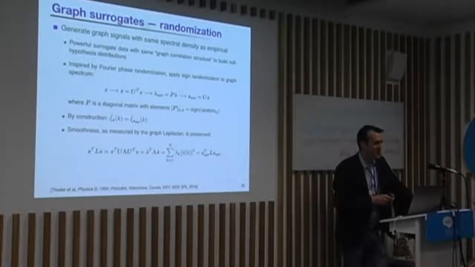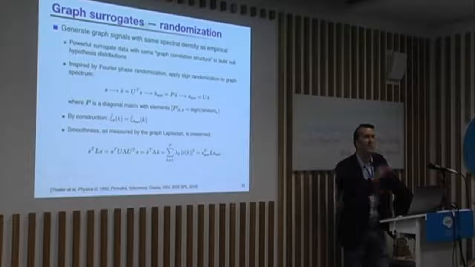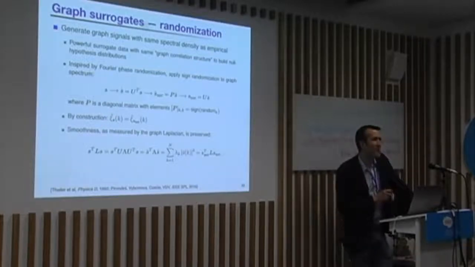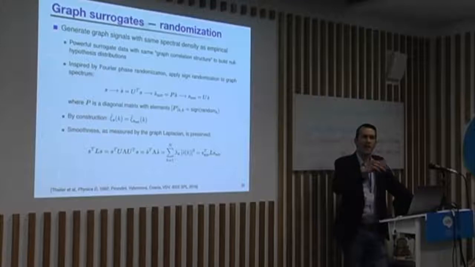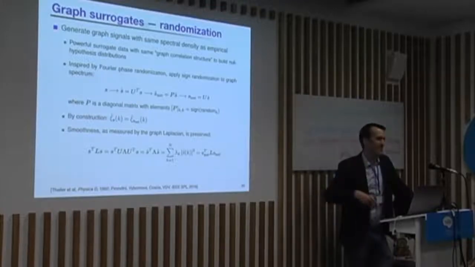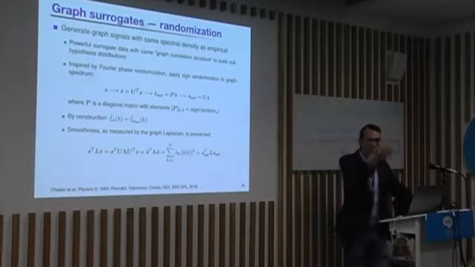Very simple. Do you know Fourier phase randomization? No? Well, there is a famous method. It's cited 10,000 times or more, so you should maybe look it up once. If you have a time course and it's kind of smooth, and you want to have other time courses that are as smooth as the one you have measured, but random.